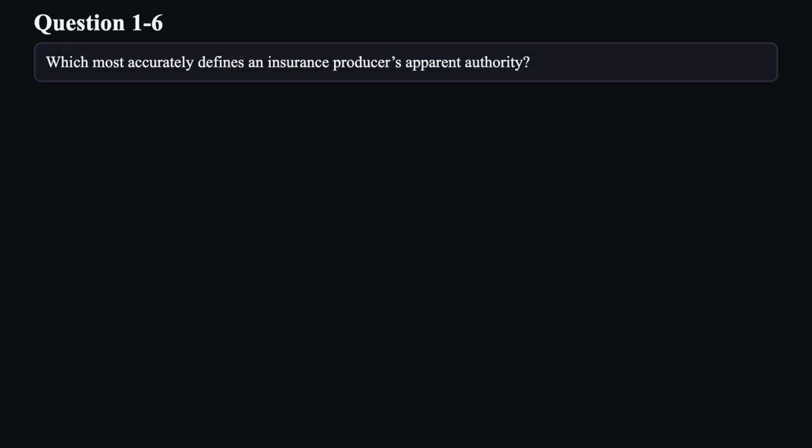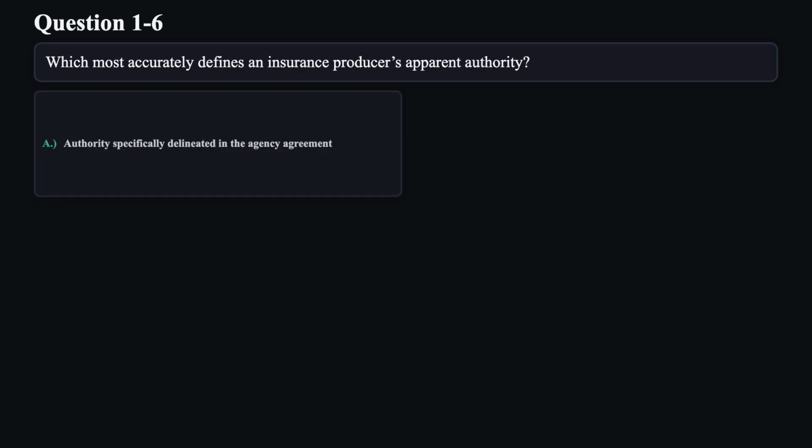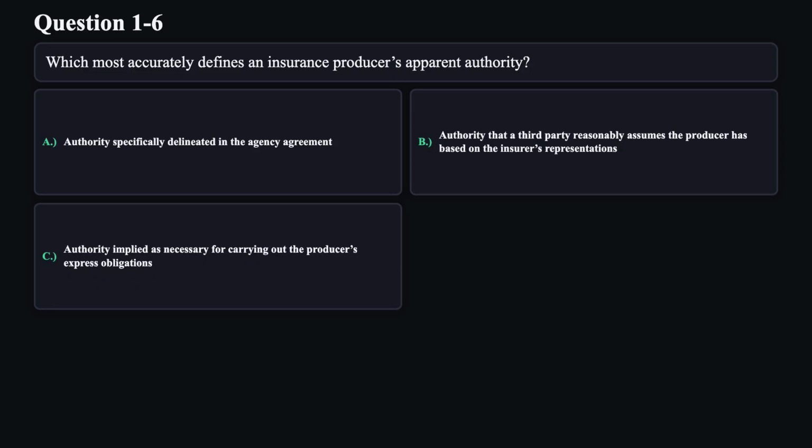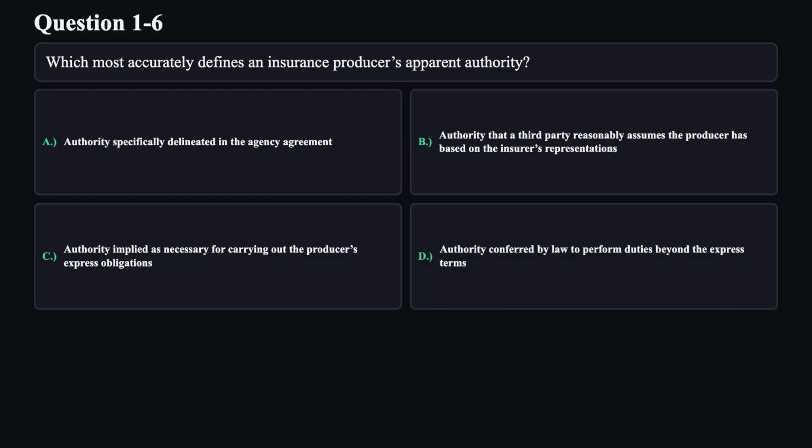Question 6. Which most accurately defines an insurance producer's apparent authority? A. Authority specifically delineated in the agency agreement. B. Authority that a third party reasonably assumes the producer has based on the insurer's representations. C. Authority implied as necessary for carrying out the producer's express obligations. D. Authority conferred by law to perform duties beyond the express terms.